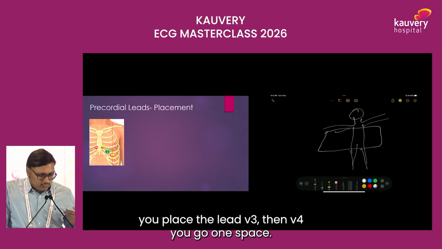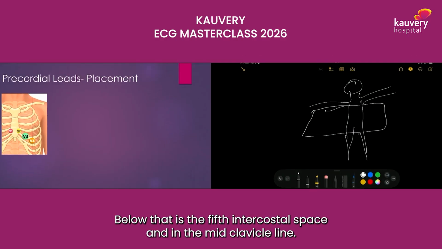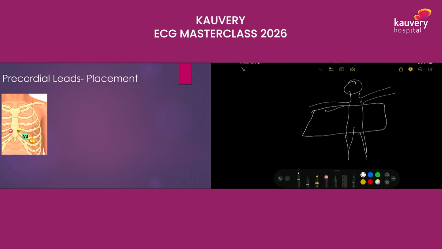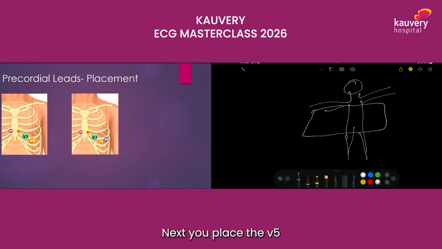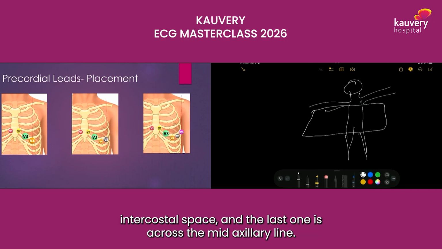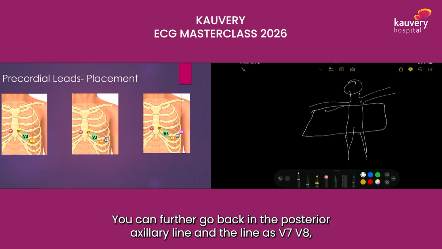Then V4, you go one space below, that is the fifth intercostal space, in the mid clavicular line. So that is V4. And the middle point of V2 and V4 is V3. Next, you place V5, across the anterior axillary line, the anterior margin of the axilla, in the fifth intercostal space. And the last one, V6, is across the mid-axillary line, somewhere here in the fifth intercostal space. You can further go back in the posterior axillary line and the interscapular line as V7, V8.